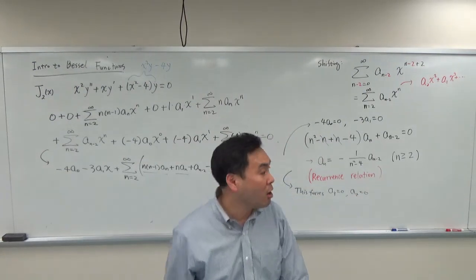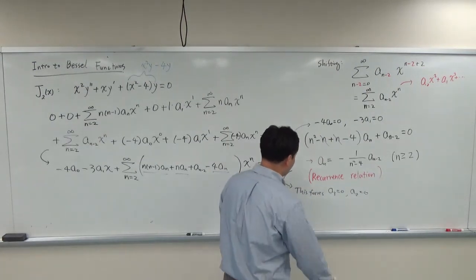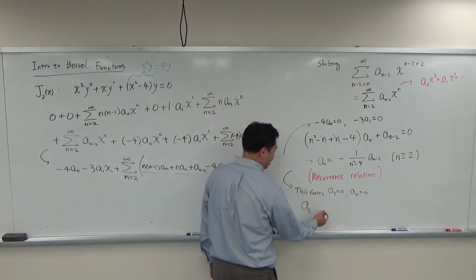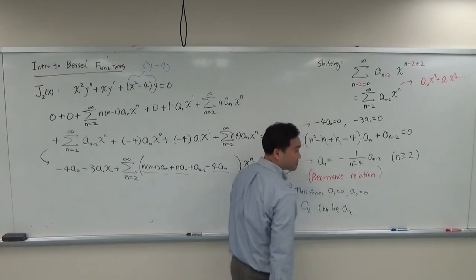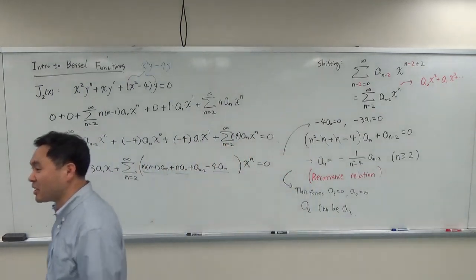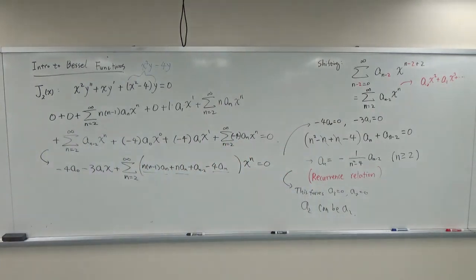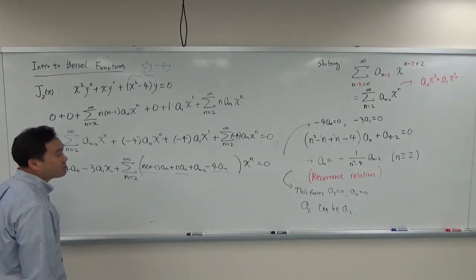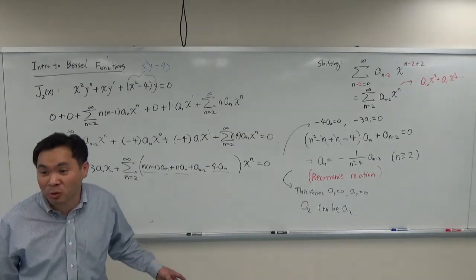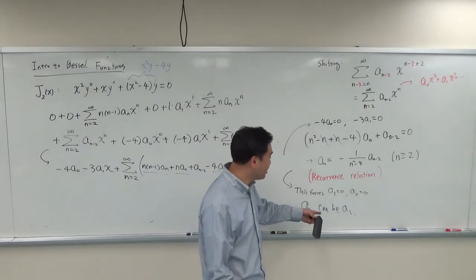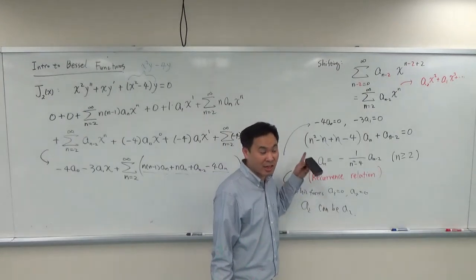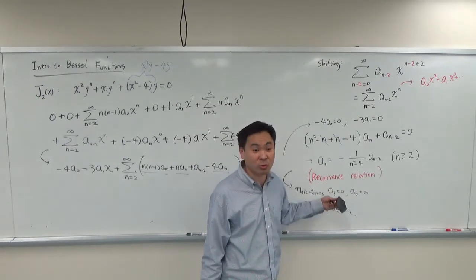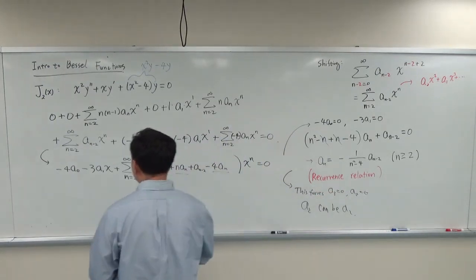On the other hand, a2 can be a2. You can just let a2 be a2. There's no condition for a2. a2 can be anything. But once you get the value of a2, that forces a4 to be some multiple of a2, and a6 will be some multiple of a2, and so on and so on. Okay? So let's see what that means.